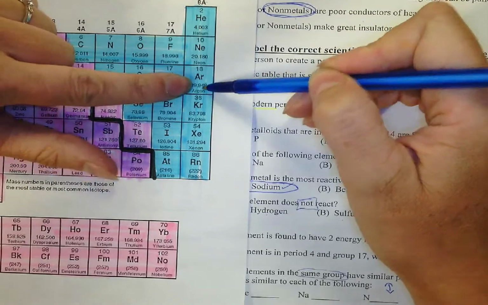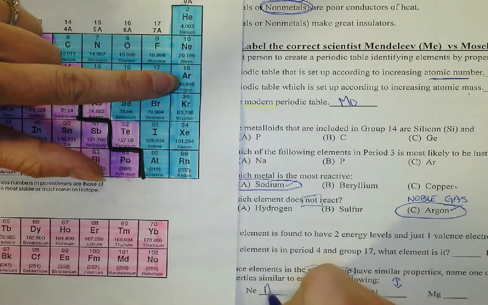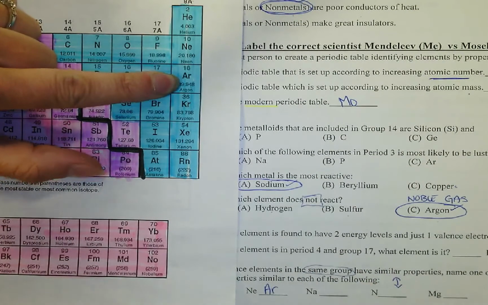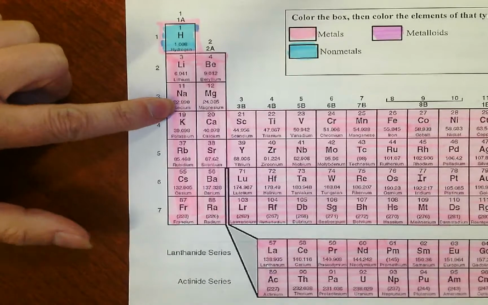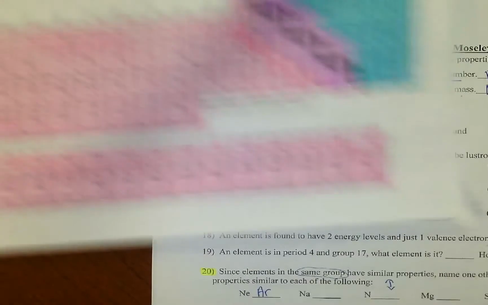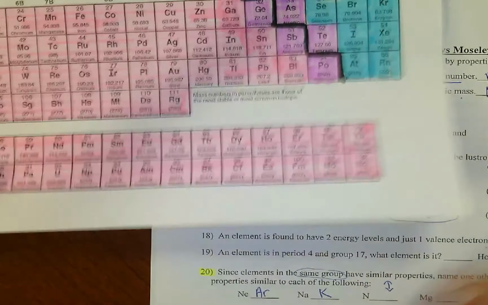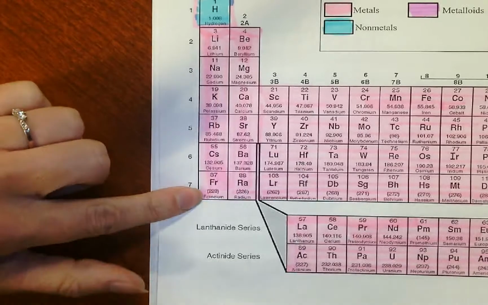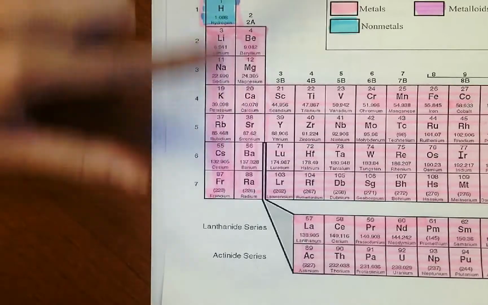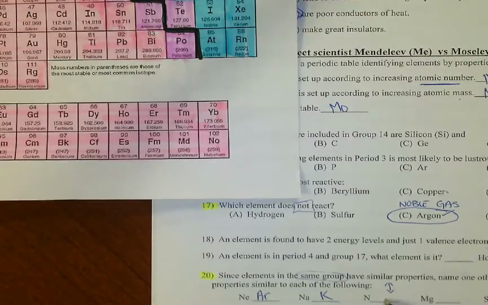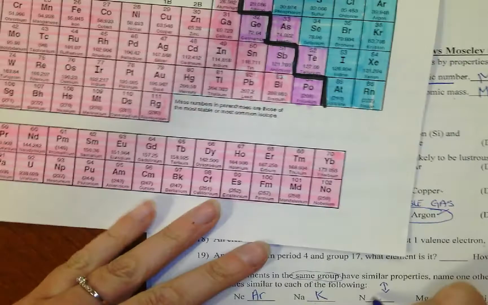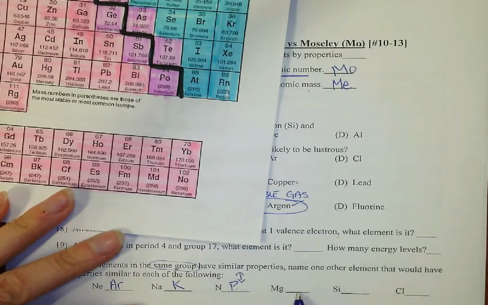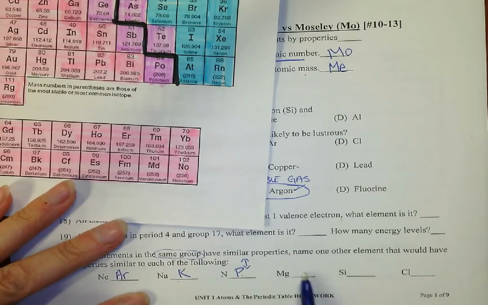I'm just going to say underneath it, argon is one example of an element that will have similar chemical properties. For Na, sodium, any other alkali metal, so I'll just say potassium. You could say lithium, rubidium, cesium, francium. They're all going to have similar chemical properties in the same family. Nitrogen, I'll say phosphorus because it's in the same family or column. That's going to be the same way you do these: find them and then put one other element from their family.